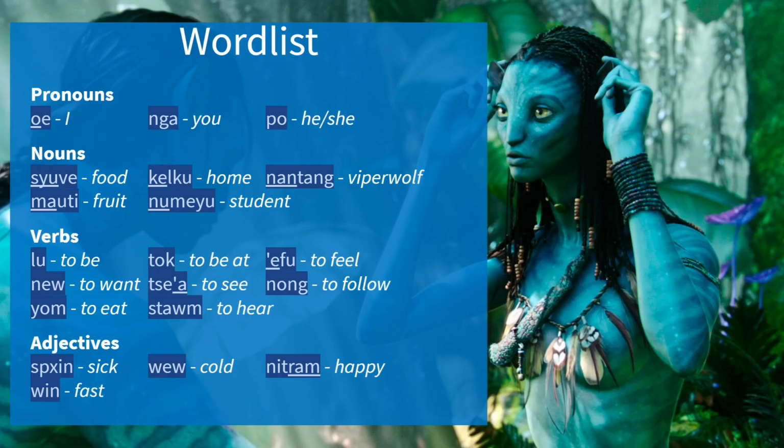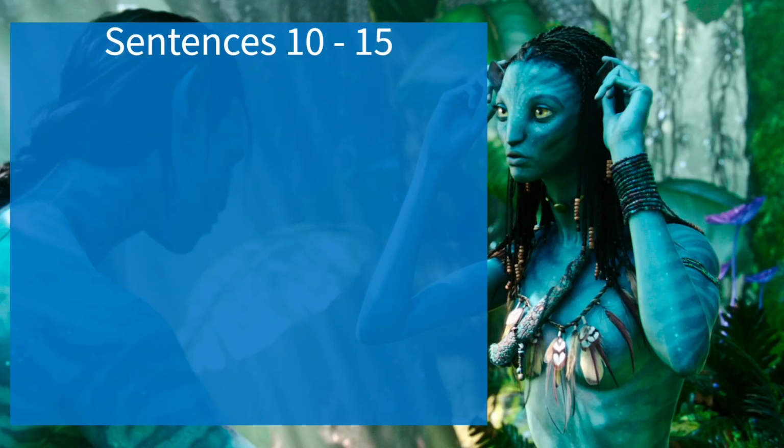So, in case you still have question marks in your notes, now go back and re-listen to the stuff again. We will now discuss the sentences. So, first 5 sentences. Efu nitram numeju. The learner is happy. Efu because we are talking about how he is feeling and not how he actually is.